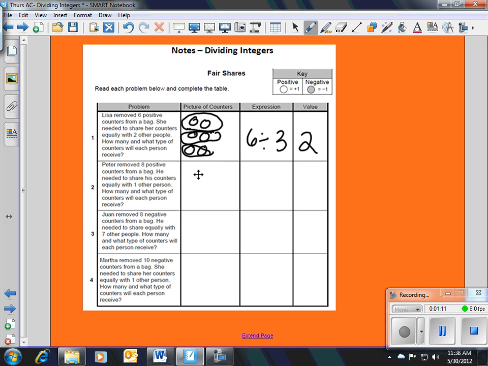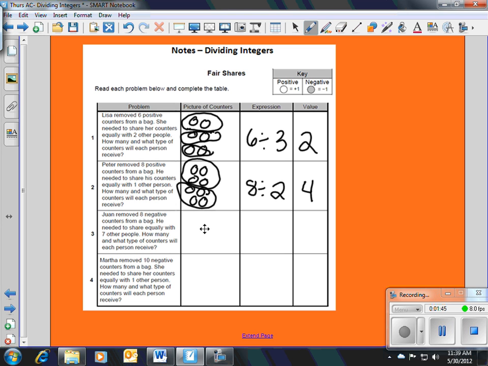Let's try another one. Peter removed 8 positive counters from a bag. He needed to share his counters equally with 1 other person. How many and what type of counters will each person receive? So there's 8 counters, 2 people, Peter and his friend, are getting counters, which means we need 2 groups. So we are going to have 4 in each group. So 8 has been divided into 2 groups, which means there is 4 in each group.